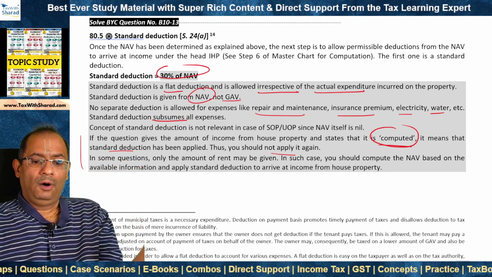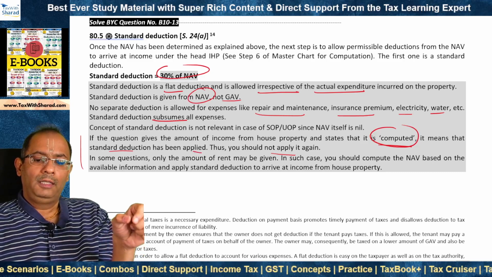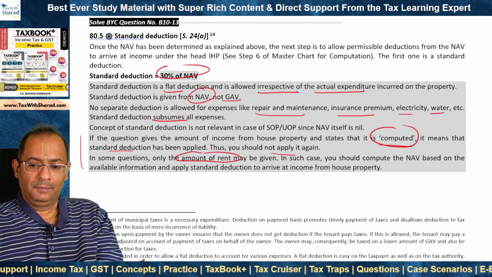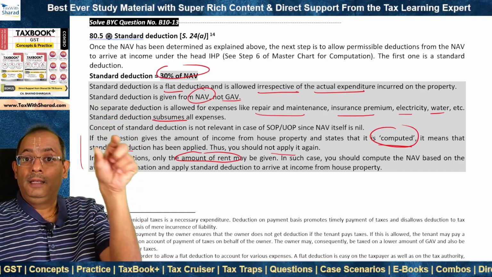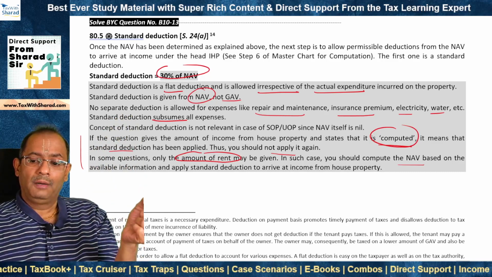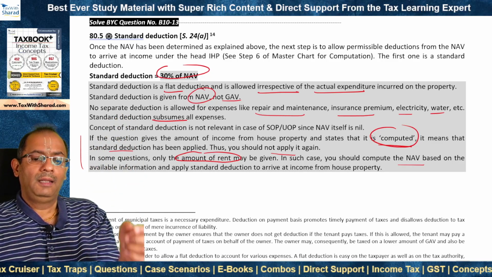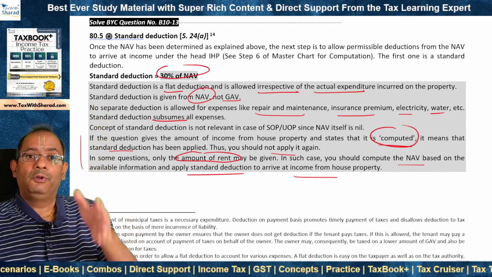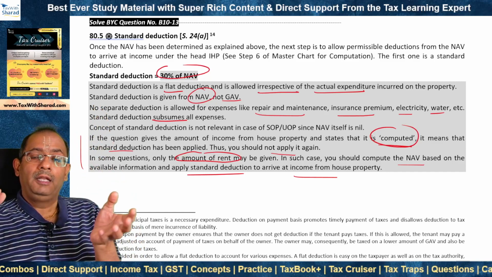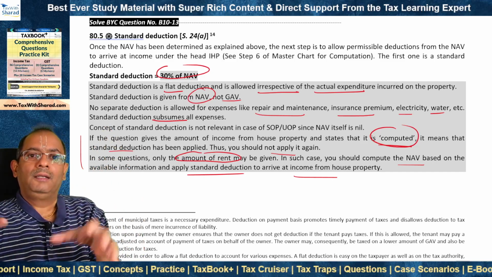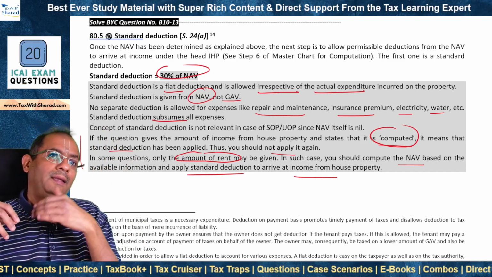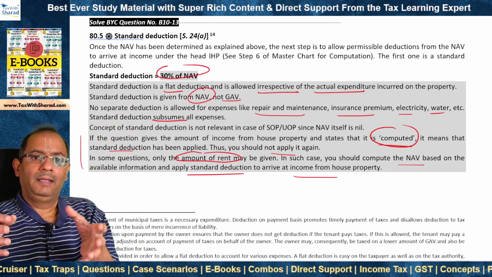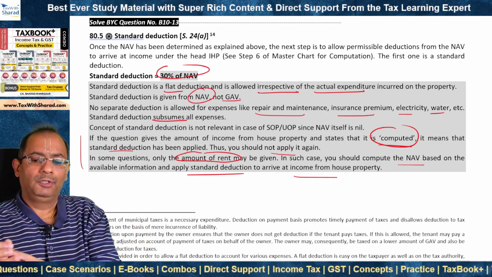So you should not give a standard deduction once again on the computed income that is already given in the question. On the other hand, sometimes in the question, only the amount of rent may be given. That this is the rent, say, of 5 lakh rupees, that's it, no other information is given. In such case, it means that it is definitely not the income computed under this head, and therefore you should compute the NAV based on whatever information is available and then apply the standard deduction to finally arrive at the income from house property. So while computing the total income, what you will need to include is the income computed under the head income from house property, right? So if anything else is given, then you need to pick that up and then arrive at the income taxable under this head, and that particular computed income will enter the computation of total income.